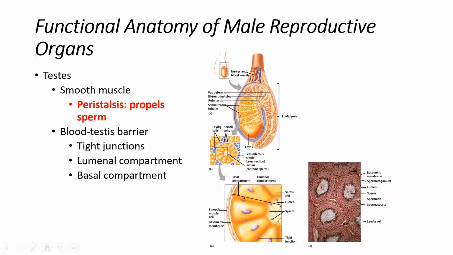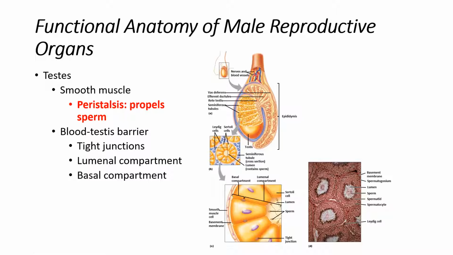We also want to talk about the blood testis barrier. So the blood testis barrier is this tight junction between the luminal compartment and the basal compartment. So along the junction of Sertoli cell to Sertoli cell, this is actually protecting the developing sperm from the underlying blood vessels. So very similar to what we saw with the blood-brain barrier.